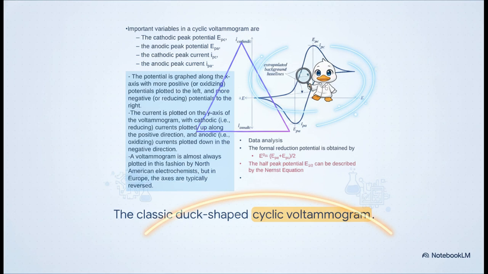By finding the exact midpoint between those two duckbills, the EPA and the EPC, we can calculate the formal reduction potential of our mystery analyte. It's honestly an incredibly elegant map of a chemical reaction literally reversing itself in real time.